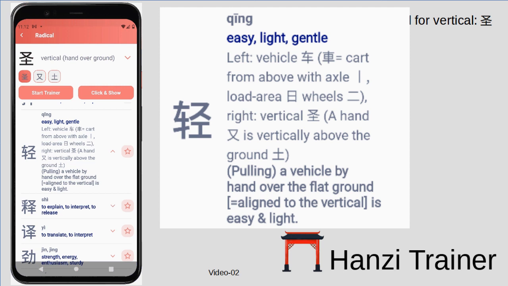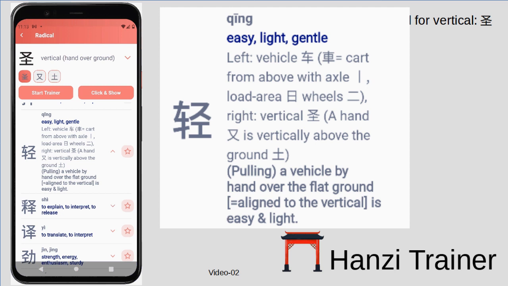For understanding this radical, we should look to the traditional way of writing. It shows us that this vehicle is actually a cart seen from above. The vertical line is the axle, in the middle we have the loading area, and the upper and lower horizontal lines are actually the wheels when seen from above.